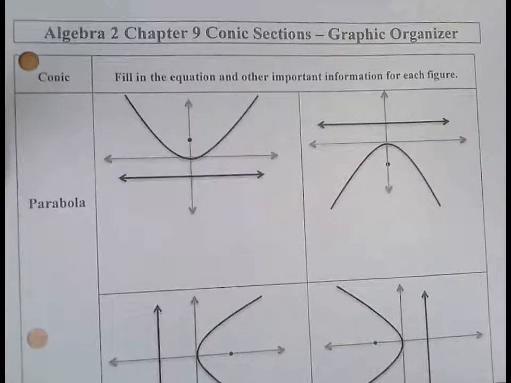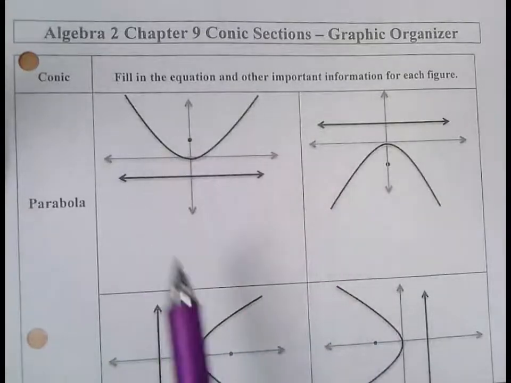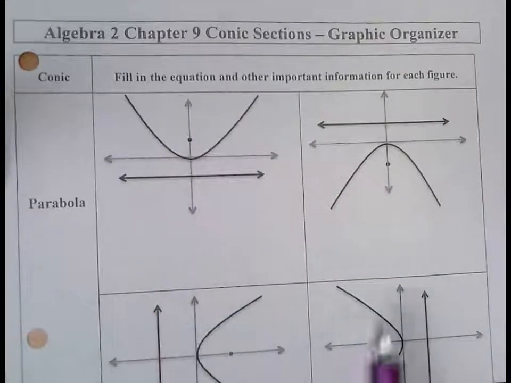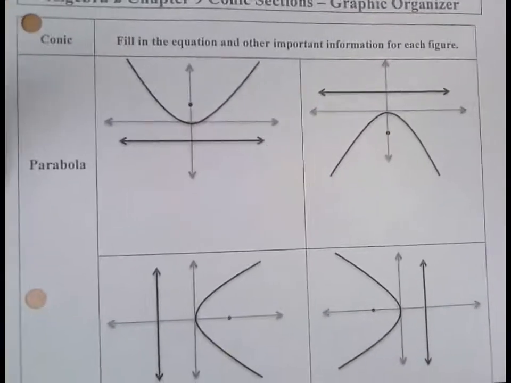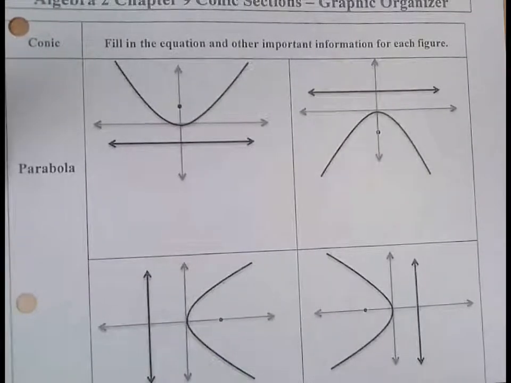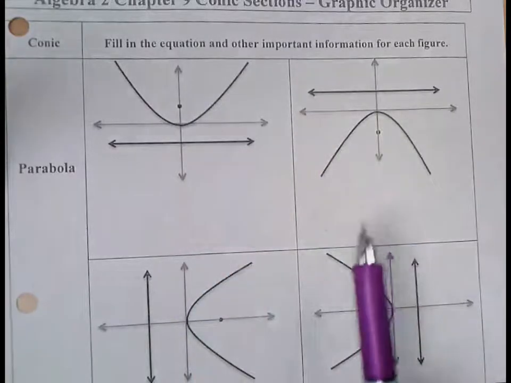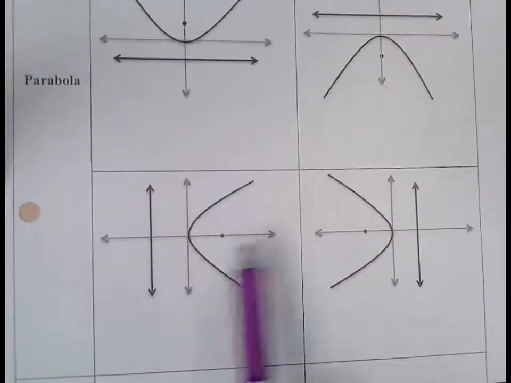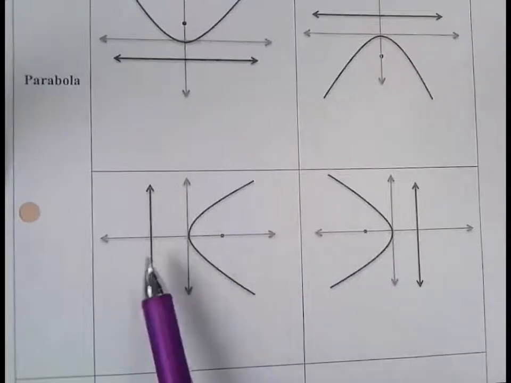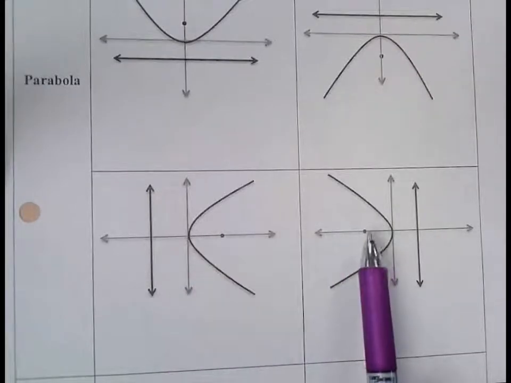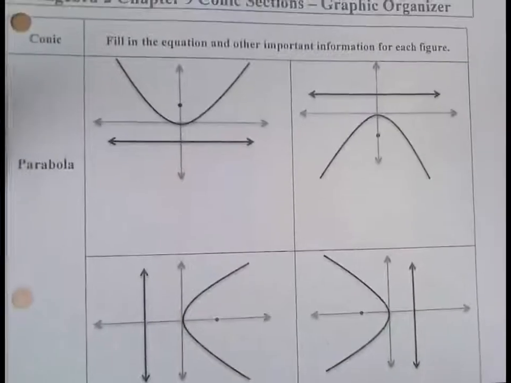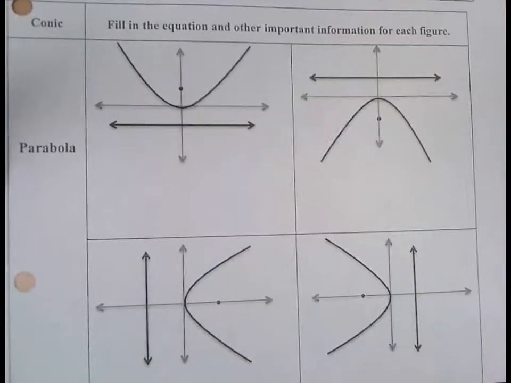We are actually filling in all of these first 4 with the parabolas. So what you're going to see in this chapter, we're not only dealing with functions. So a parabola that opens up or down is a function. We are also dealing with parabolas that open sideways, to the left or to the right, which these are not functions. They don't pass the vertical line test. So we're going to fill in these first four.